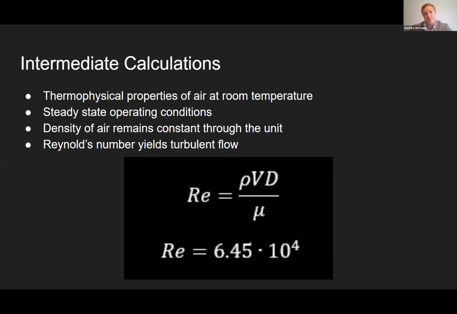With these assumptions applied, we then calculated the Reynolds number, and we found that it's fully turbulent flow at 64,500. This also confirms that it was okay to use room temperature as a baseline. As you can see, the viscosity of this flow would have to decrease by a factor of 30 for this to transition to laminar flow. So that validated that assumption.